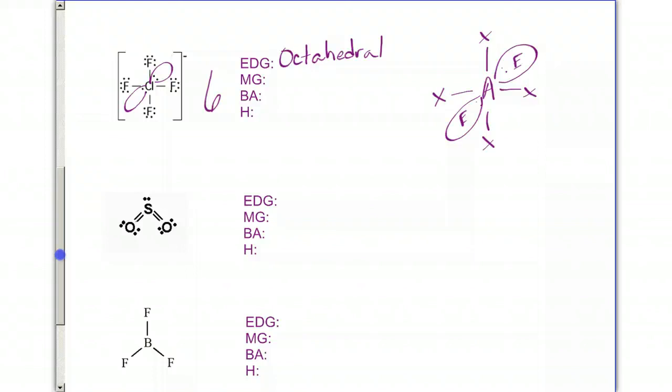If we look at our chart, AX4E2 is square planar. The bond angle is going to be not applicable because I didn't tell you a bond angle for 5 and 6 domains, but the hybridization is going to be sp3d2, which is the maximum of the 6, of course.